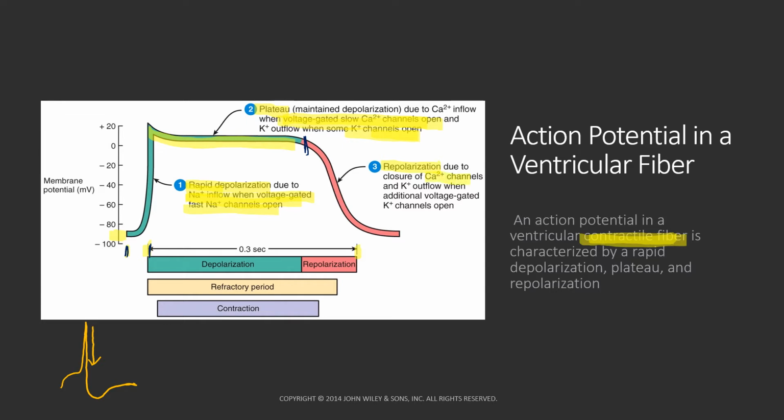calcium channels are going to start closing. So we have the closure of calcium channels, and additional voltage-gated potassium channels are opening. So then that extra outflow of potassium is going to restore that negative 90 millivolts negative resting potential.